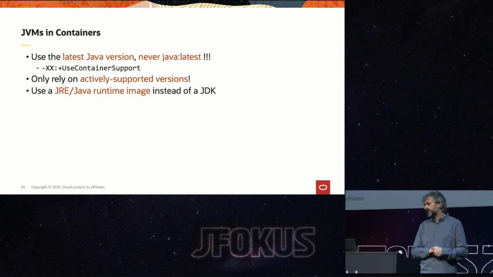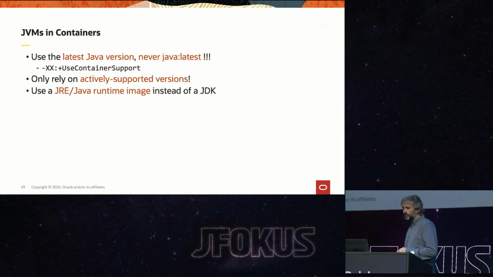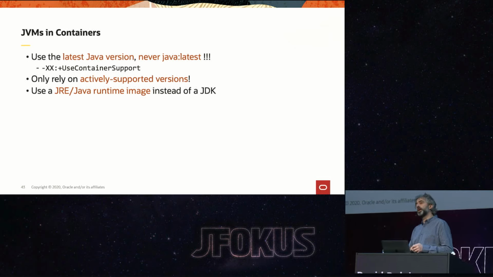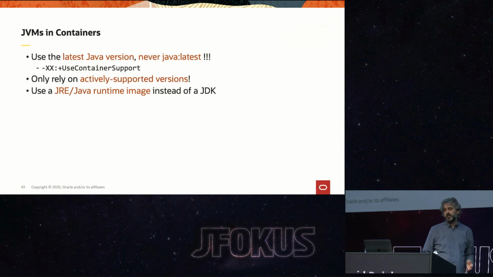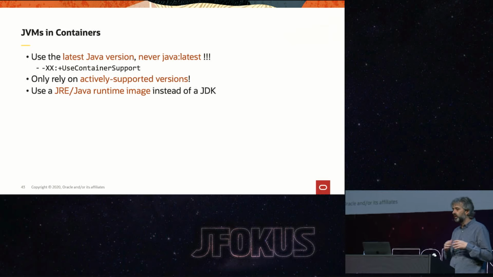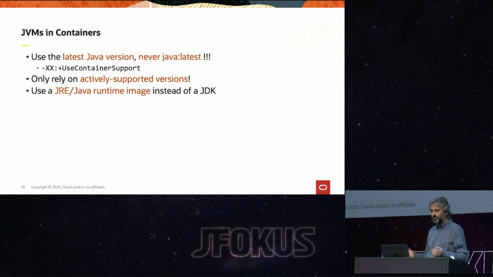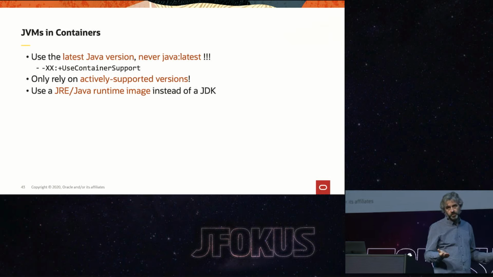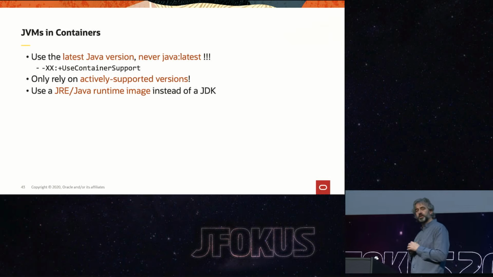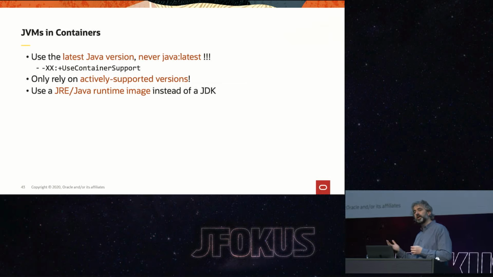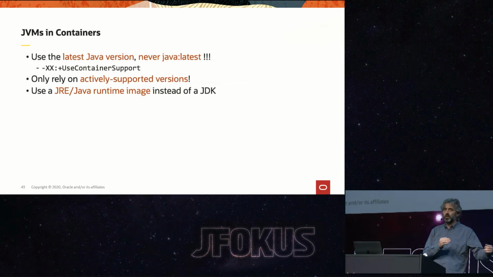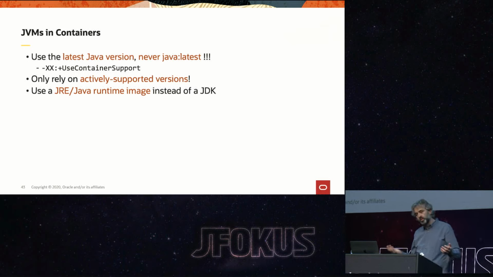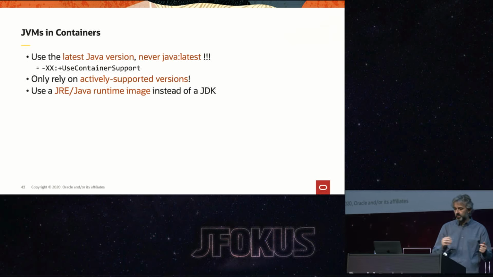So please use the latest Java version, and please never use Java latest as I did at the beginning. That image is very old. It's not container aware. That's an image that you can only use when you're on stage and you are doing a demo in front of a bunch of people. Don't use that in production. I also used the container support flag. You don't have to, because if you are using a recent version of Java, it's enabled by default. That's a flag that you will only use to explicitly disable the container support. And I'm not sure that you want to do that unless you want to do a demo like I do.